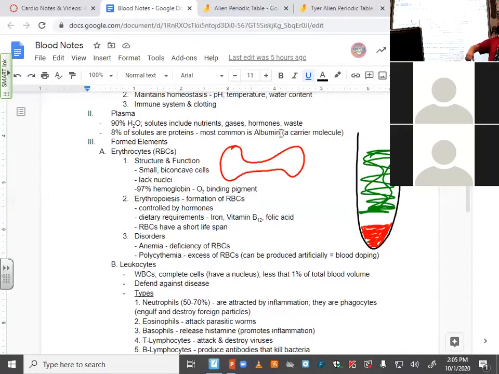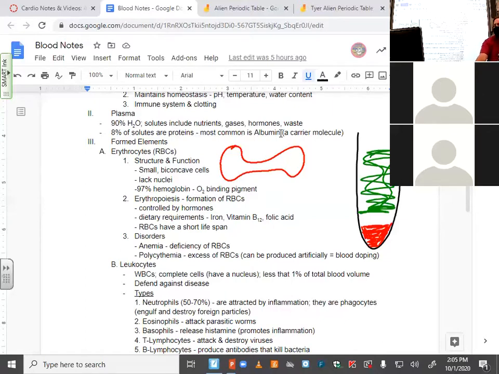All right, the next word there is erythropoiesis. Erythropoiesis is just a fancy way to say making red blood cells. And this is important because, as I said, red blood cells do not make themselves. They come from stem cells in the bone marrow, and you're constantly making them. You're constantly making new ones.